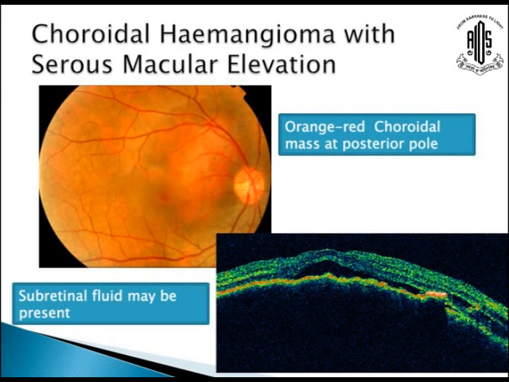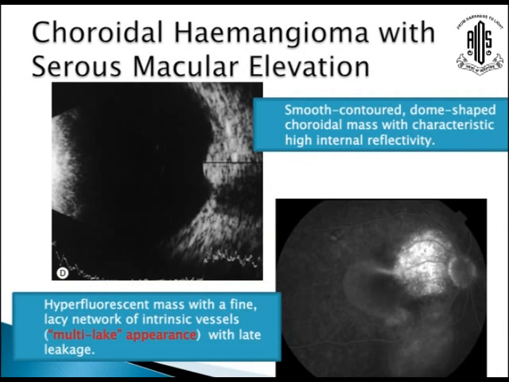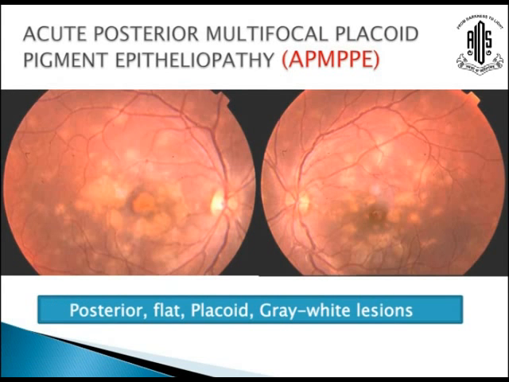Another condition, with serous macular detachment on OCT with an elevation like this, could be a choroidal hemangioma, but here we could see an orangish mass at the posterior pole. Also the angiographic pattern of a hyperfluorescent fine lacy network, called multi-lake appearance, within the intrinsic vessels of the angioma, and late leakage is characteristic of choroidal hemangioma with serous detachment.